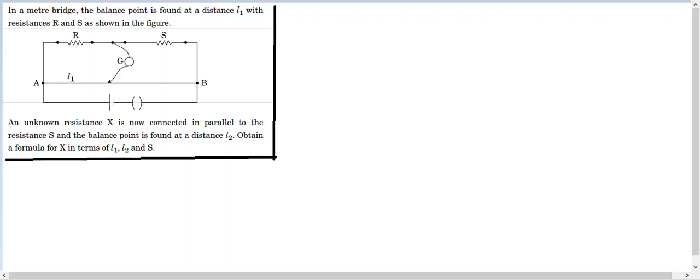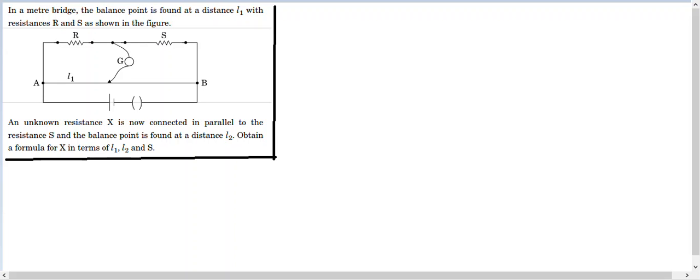So let's just directly jump on our question, which says that in a meter bridge, the balance point is found at a distance L1 with resistances R and S as shown in the figure. An unknown resistance X is now connected in parallel to the resistance S and the balance point is found at a distance L2. Obtain a formula for X in terms of L1, L2 and S.